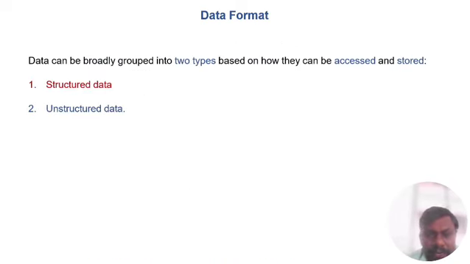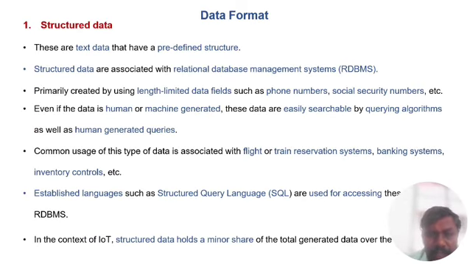Usually the data formats are split into two categories: structured data and unstructured data. Structured data are associated with the relational database management system. It helps limit the data fields, such as phone numbers and social security numbers, and it helps users identify the details they require. Even if the data is human or machine generated, it can be easily searchable using querying algorithms as well as human generated queries.